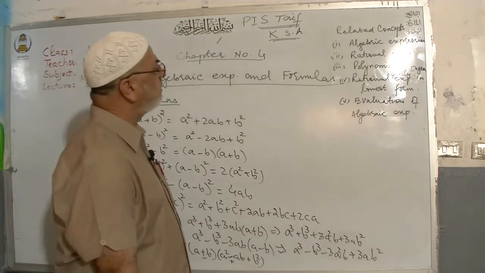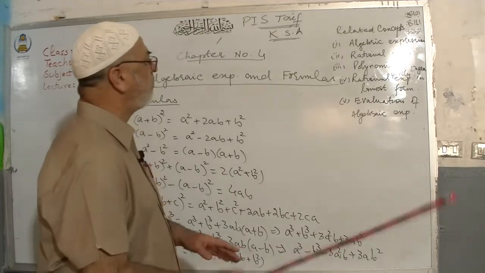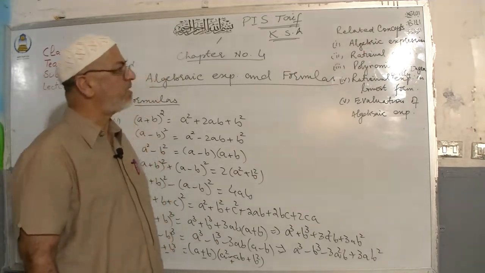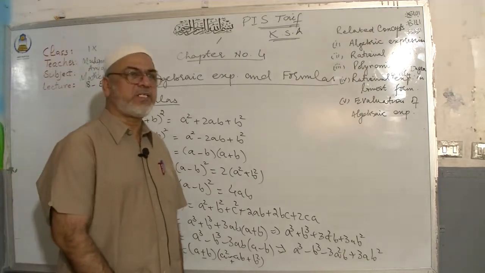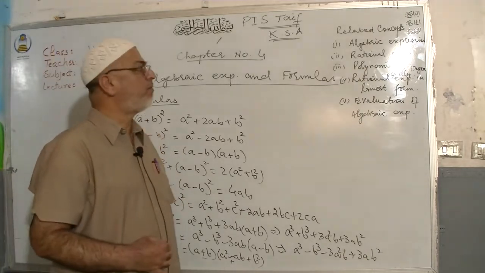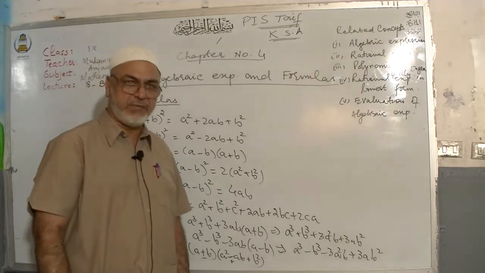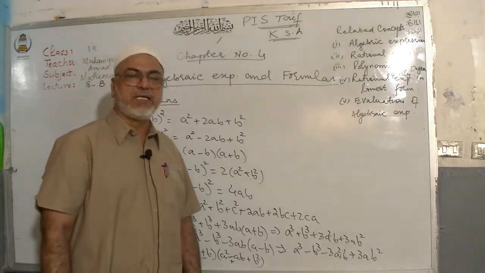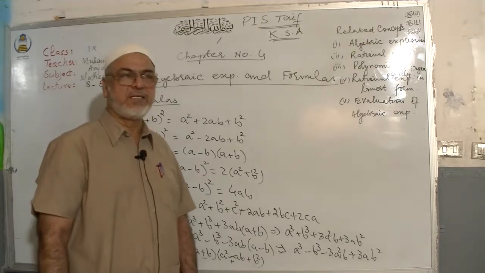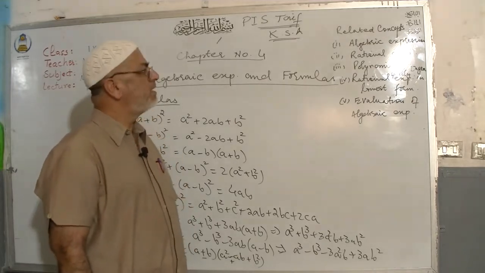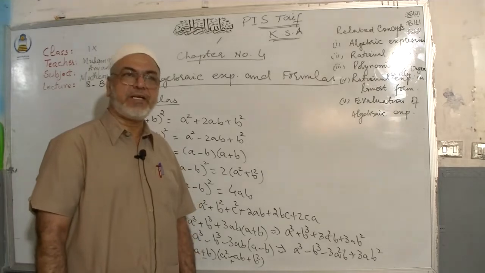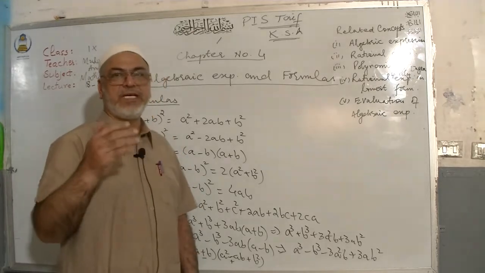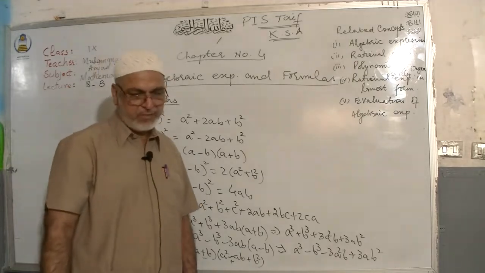The related concepts are, first of all, we must know about the algebraic expression. What is meant by algebraic expression? Algebraic expression is a combination of constants and variables with the help of algebraic operations. Algebraic operations being plus, minus, multiplication and division.